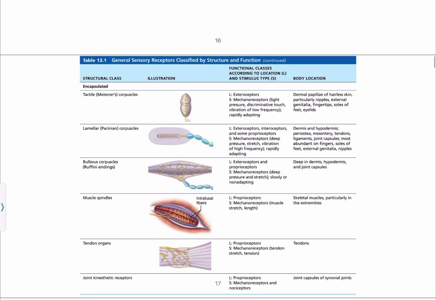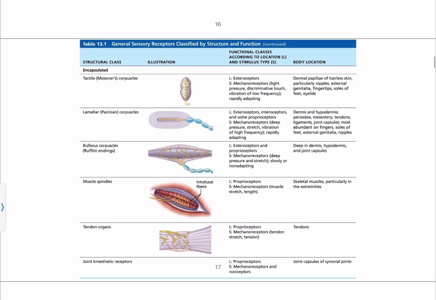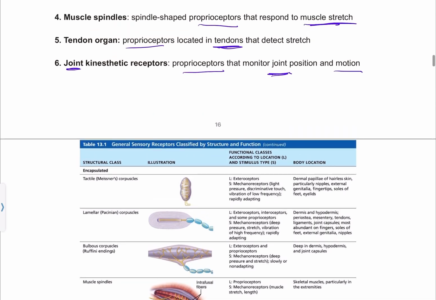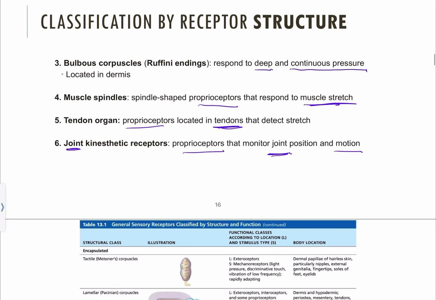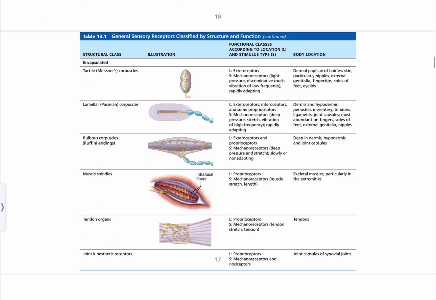This is a table giving you all of the encapsulated ones that we just talked about, all six, showing you what they look like. This has way too much information on it. You don't need to know the specific location other than if it's listed up here. So you should know that joint kinesthetic receptors are located in joints and so on and so forth. And up here, this functional class, if it's not in the slides, you don't need to know that either.